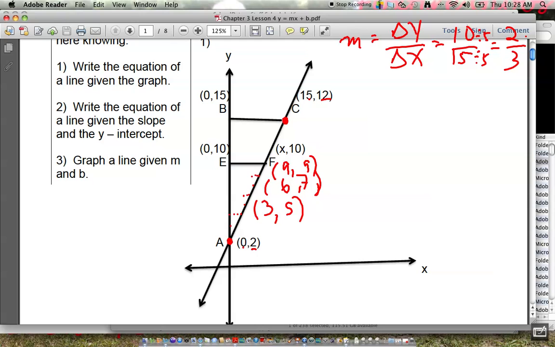Oh boy. This is an ugly one. Because if I do it again, if I go up 2 and over 3, I end up with the point 11, and then if I go over 3, I end up at 12. Now, isn't it true that x comma 10 will be between 9 comma 9 and 12 comma 11? Right? Isn't that right smack in between? Okay, so what's right smack in the middle between 9 and 12? That's not right smack in the middle. 9, 10, 11, 12. What's right in the middle between 9 and 12?